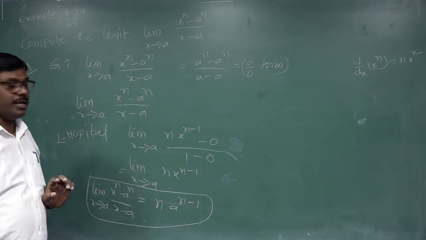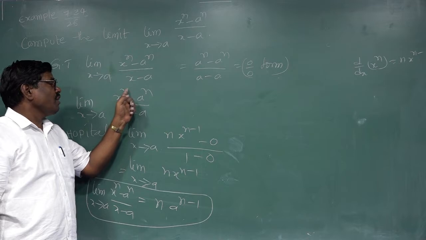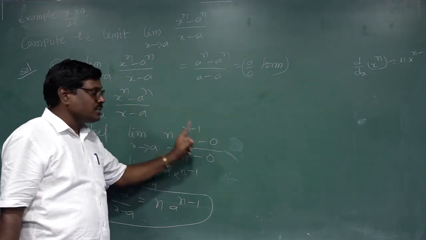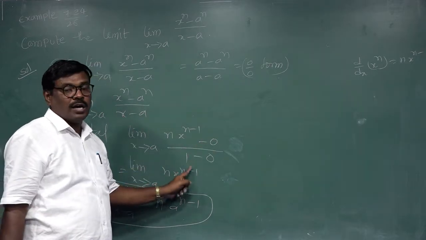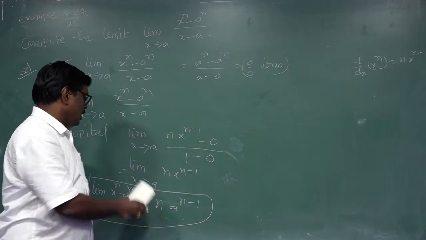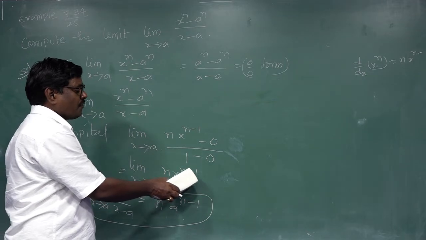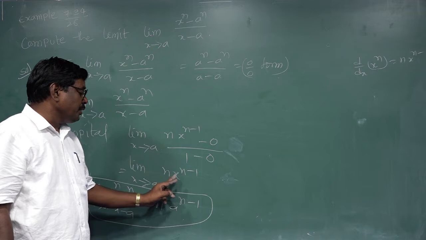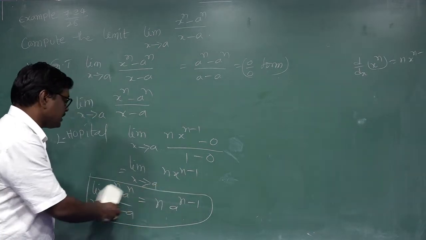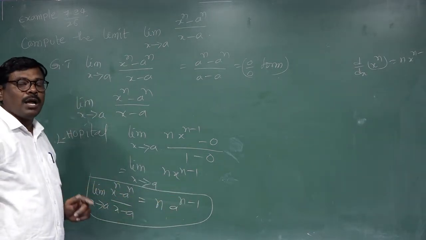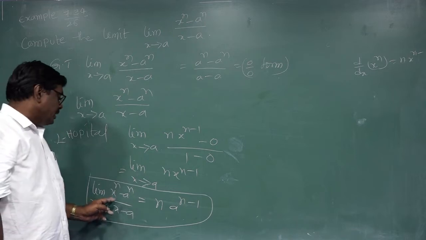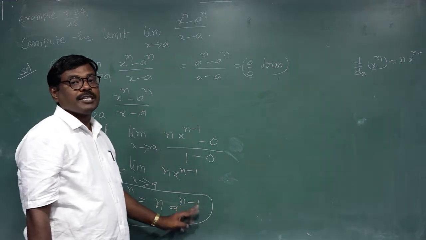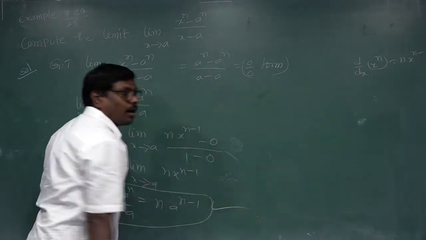The derivative of x^n is n into x^(n minus 1), the constant a^n has derivative 0, and the derivative of x is 1. The limit as x tends to a of n x^(n minus 1), by substitution, gives n into a^(n minus 1). This is the final result: the limit as x tends to a of (x^n minus a^n) by (x minus a) equals n into a^(n minus 1). This is the formula.